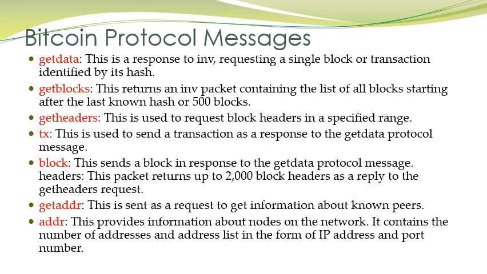Then block. The next message is block. This sends a block in response to the getdata protocol message headers. So this packet may return up to 2000 block headers as a reply to this getheaders request. Then getaddr: this is sent as a request to get information about the known peers.